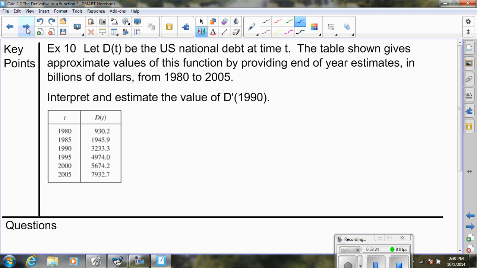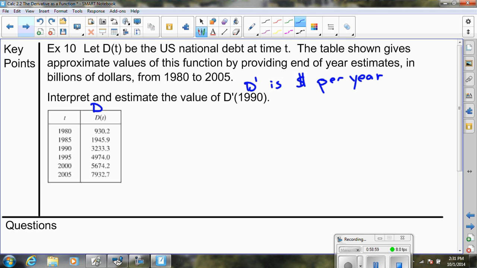Estimate and interpret the value of D prime of 1990. Well, please keep in mind, this function is giving us D. It is not giving us D prime. D is telling us how much we owed, what was the debt in terms of dollars. D prime is dollars per year. It's the speed at which the debt was changing. It's not total debt. It's speed of change in debt.